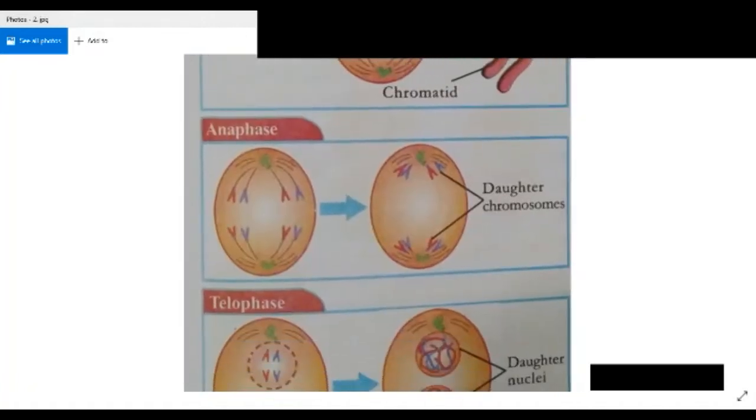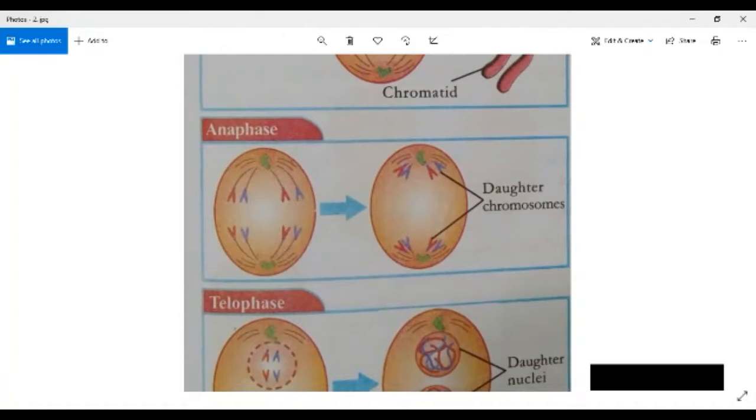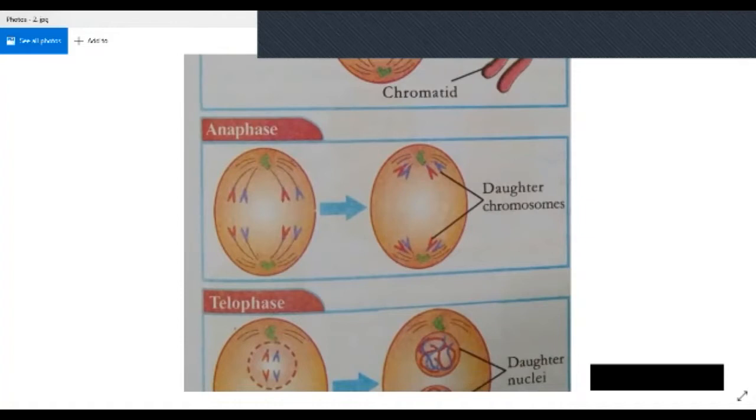Then in the third step, anaphase, what happens? The chromosomes duplicate, and the daughter chromosomes formed will be moving to each end, to each pole of the cell. That is what happens in the anaphase.